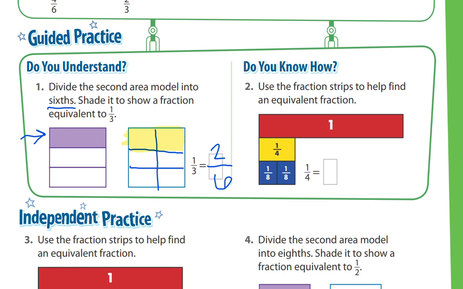Now we can take a look at number 2. We're trying to find an equivalent fraction using fraction strips. The red equals 1 whole, the yellow is 1/4, and then the blue is 1/8. If I take a look here, I have 1/4. How many 1/8ths fit and are the same size as this 1/4? Well, 2/8. And we're going to talk about a couple strategies that we can use to find equivalent fractions when we are working with fraction strips.